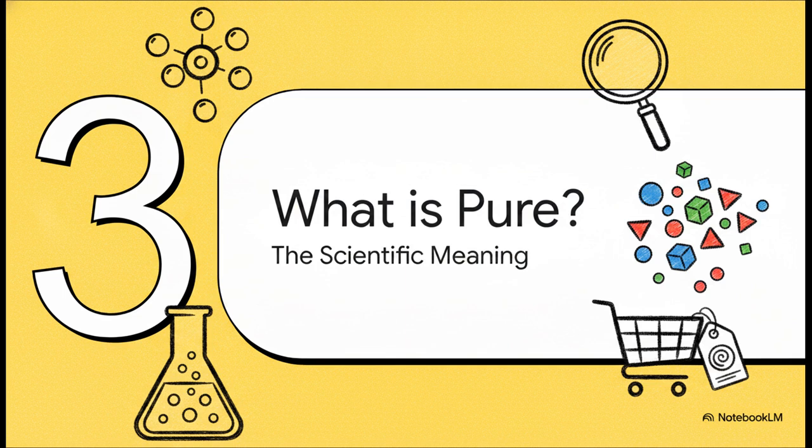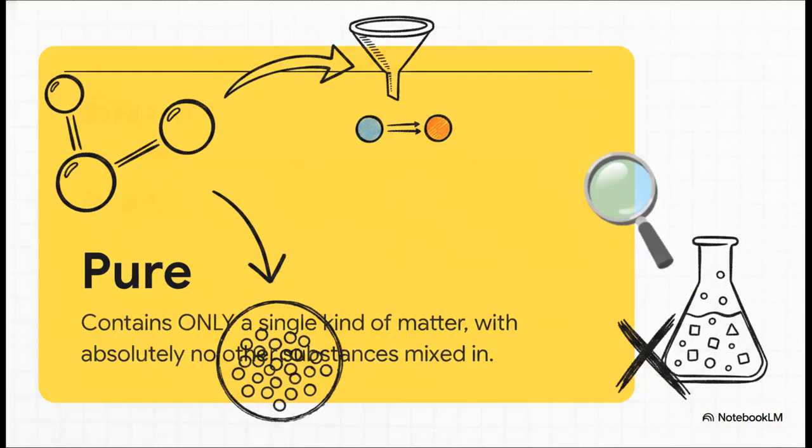With those definitions locked in, let's tackle a word that gets thrown around all the time in everyday life, usually incorrectly. People love using the word pure, especially in marketing, but scientists view this word very, very differently. In a lab setting, the word pure is incredibly strict. It describes a substance that contains exactly one single kind of matter, with absolutely zero other substances mixed in.